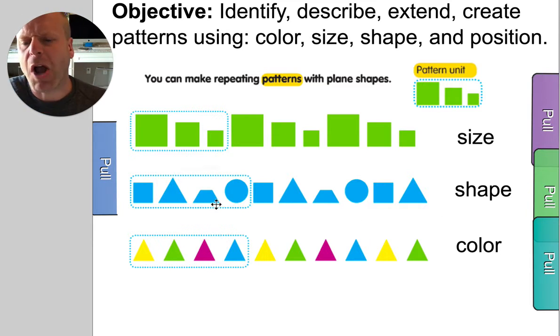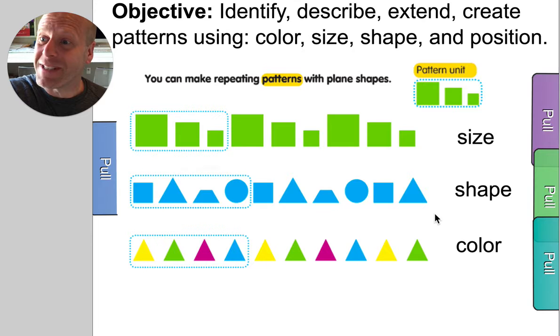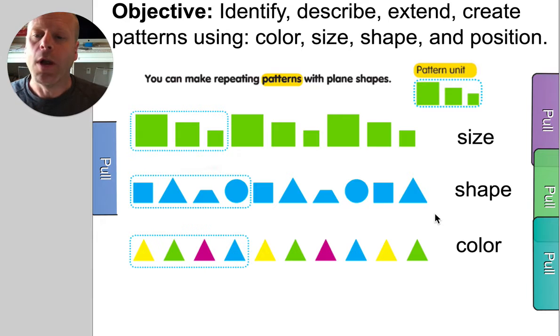So here, they're all about the same size. They're all the same color. We're not focusing on those attributes. We're just focusing on shape. So the pattern here goes square, triangle, trapezoid, circle. Square, triangle, trapezoid, circle. Square, triangle. I bet you could figure out what's next, right? Because you're using that pattern. You're identifying, extending the pattern. That's what we want. So already you're kind of getting an idea of what we want to do.